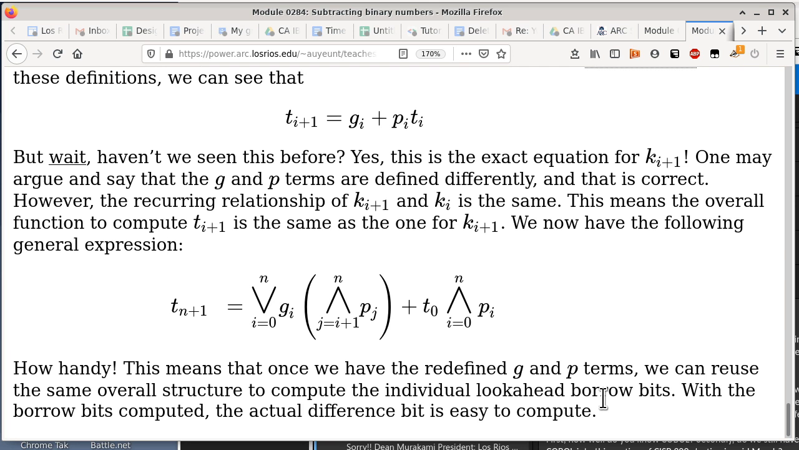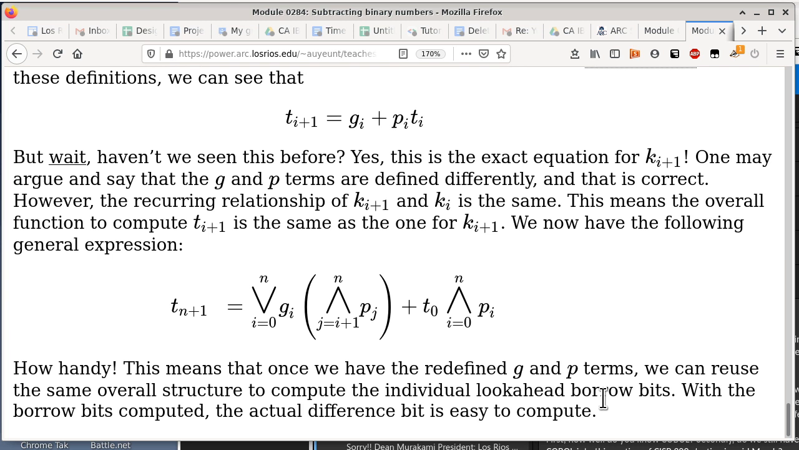And it looks exactly the same. So when you already have the p's and the g's, the circuitry to compute sum and the circuitry to compute difference are actually the same. The only difference is how you define p and g.